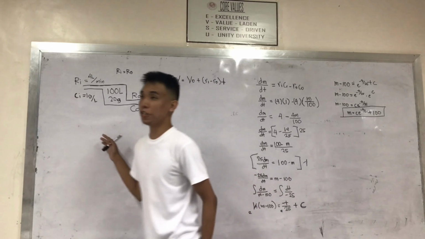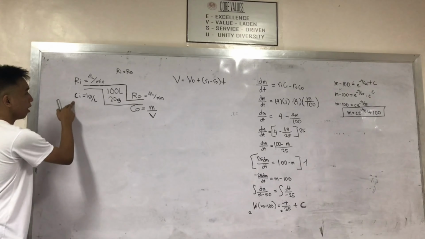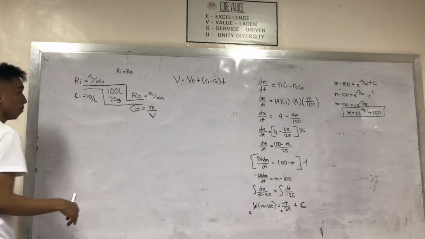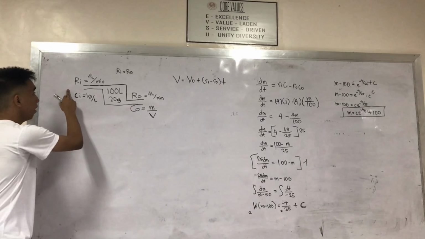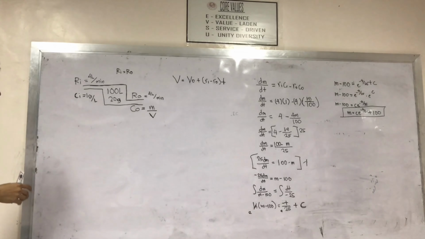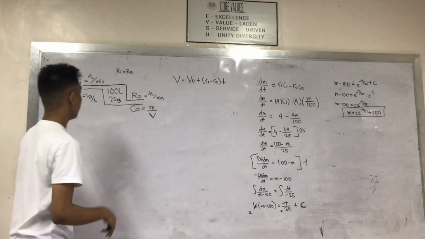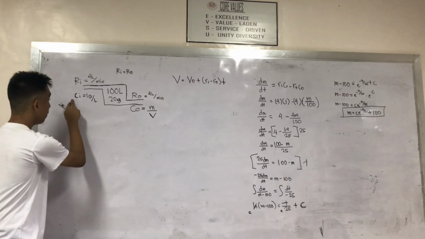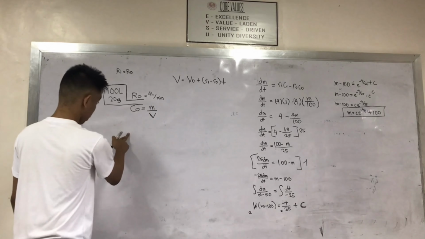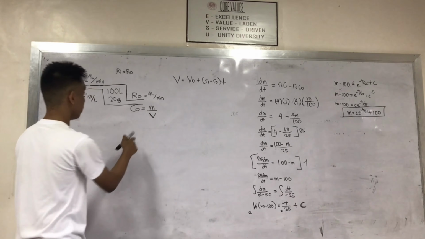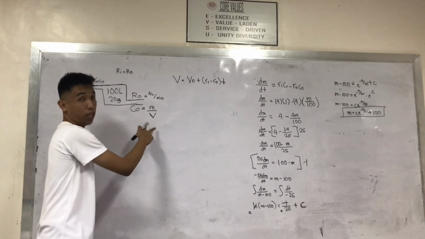So here is our solution to problem number 2. First, we identify our R sub I, C sub I, R sub O, and C sub O. Based on the problem, R sub I is equals to 4 liters per minute. And our R sub O is equals to R sub I, which is also 4 liters per minute. Our concentration in the entrance is equals to 1 gram per liter, and our concentration in the exit is equals to F over B. So we solve for B, because this B is unknown.